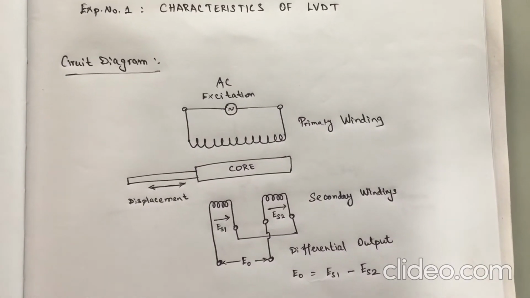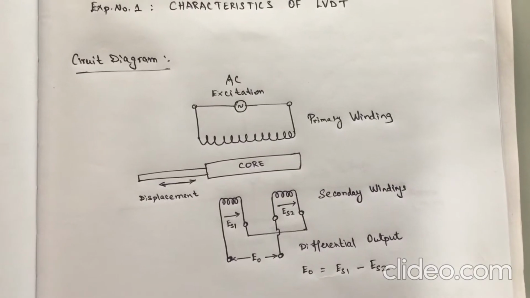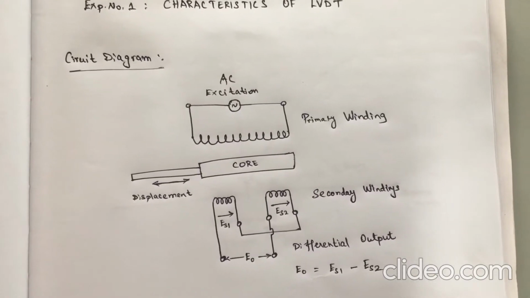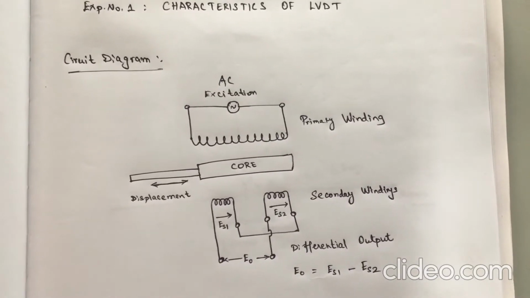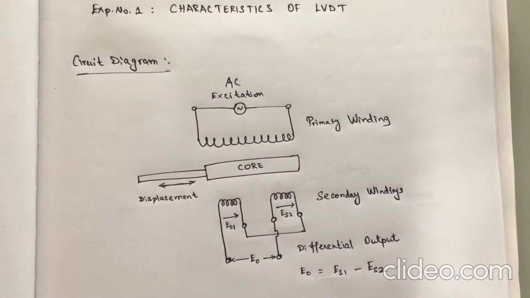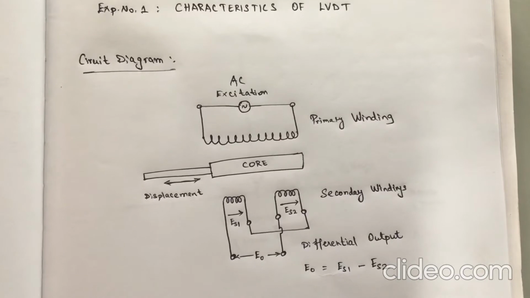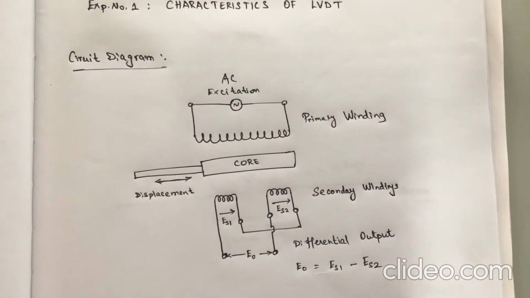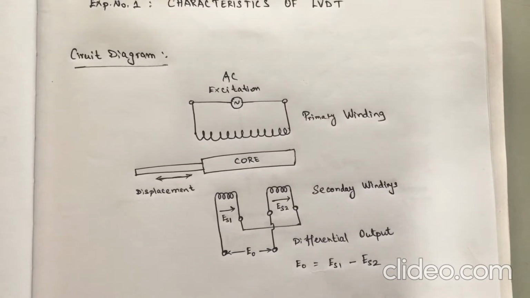So our objective is to measure linear displacement by using a linear variable differential transformer. By using the LVDT we can measure in the range of 0.25 millimeter to 250 millimeter, using the principle of variation in mutual inductance. Here the magnetic core is freely moved, and we have to measure the displacement of the magnetic core by using this trainer kit.